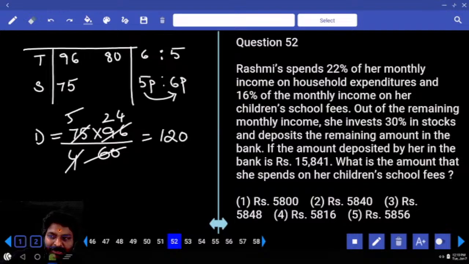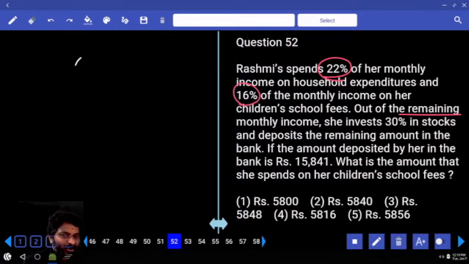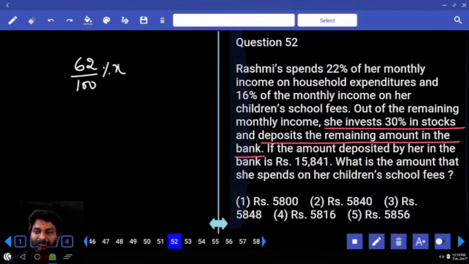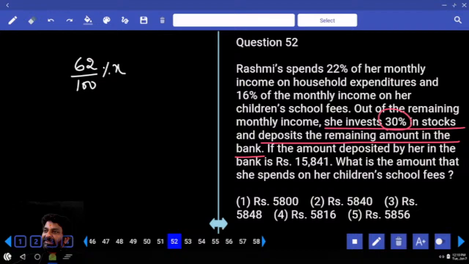Rashmi spends 22% of her monthly income on household expenditure and 16% of the monthly income on her children's education fee. So far 22 and 16, 38 is over, remaining 62% of total is left over. Out of the remaining, she invests 30% in stock and deposits the remaining amount in the bank. Out of the remaining, if 30% is spent, remaining is 70%. The amount deposited by her in the bank is this much.